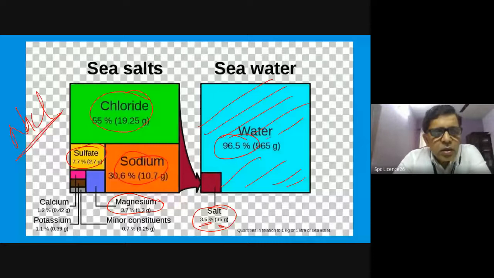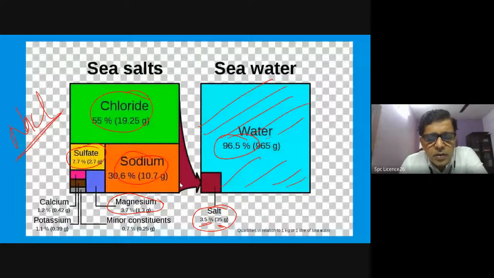So you'll see that 95% of these salts are chloride, sodium, sulfate, and magnesium. And then we have a very small percentage of calcium and potassium as well, 1% each, let us say. And then you have other minor constituents. These are the salts that make up a major part of the salinity as far as seawater is concerned.